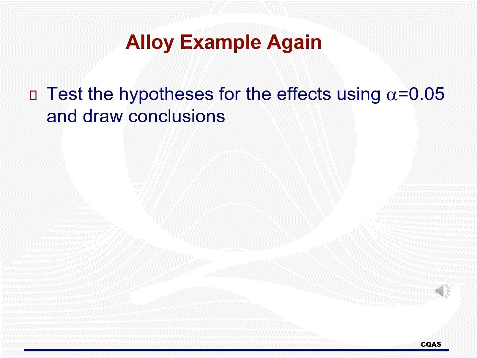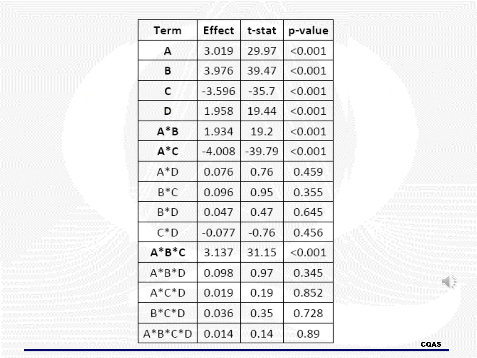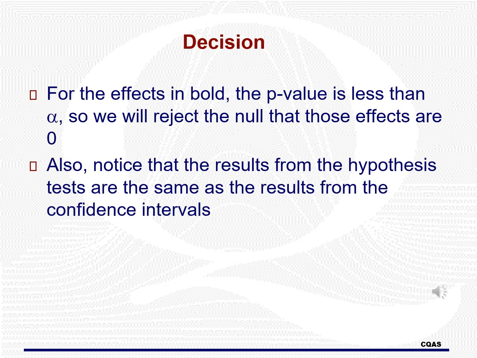Let's use this material to test the hypotheses that the effects are equal to 0 with a type I error rate of 0.05. Here is a table with the estimated effects, the t statistics, and the p-values. To make our decision, let's check the p-values. Again, all the bold effects seem to be active. Note that the p-value is not stated as 0. The p-value is never 0. You should expect to get the same results from the confidence intervals as you would from the hypothesis tests.